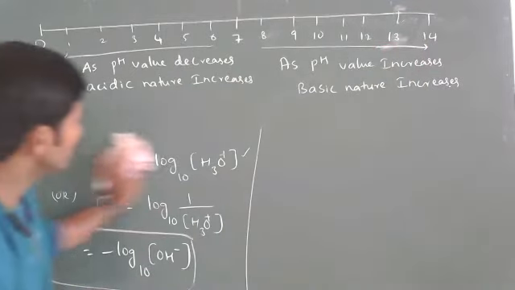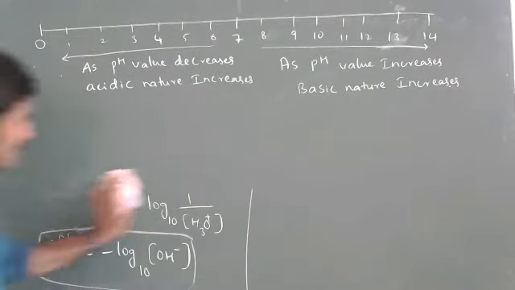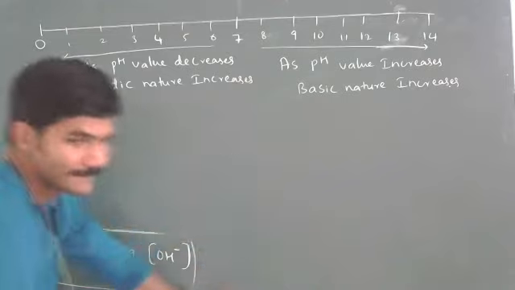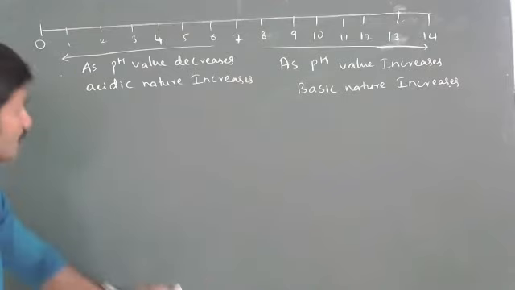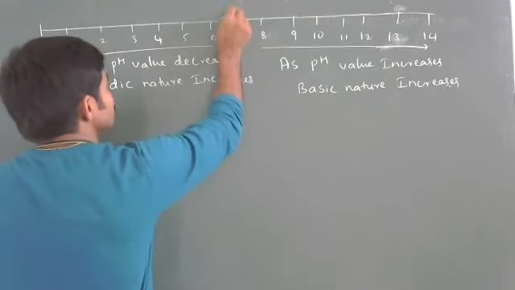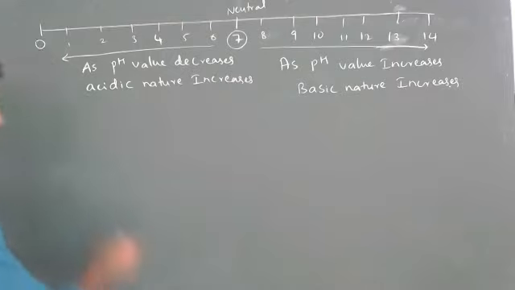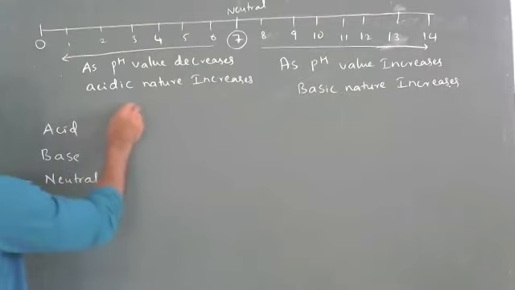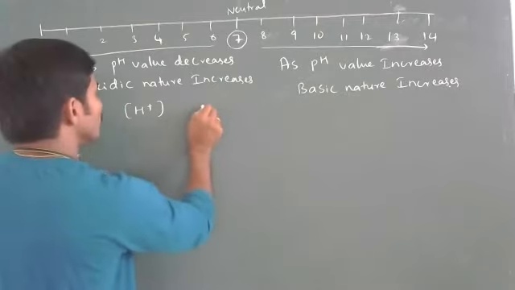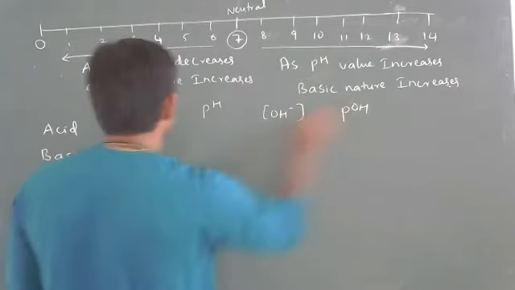Now, exactly pH 7 is what? If it is pH 7, we write neutral solution. So we have acid, base, neutral, with H plus ion concentration, pH, and OH minus ion concentration, pOH.